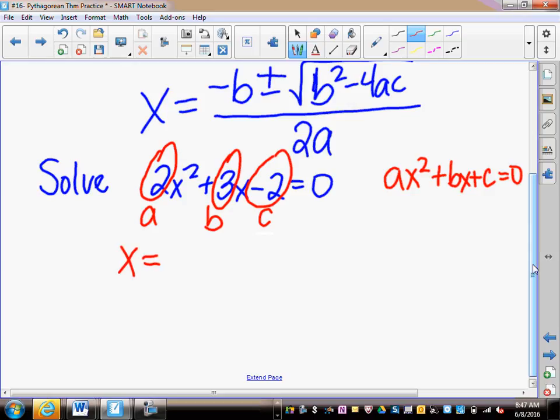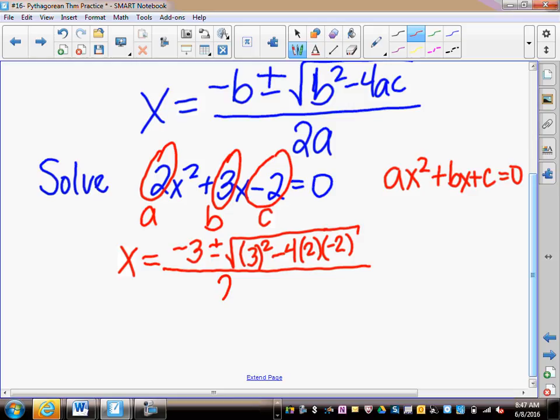X equals the opposite of b. This is positive 3, so the opposite would be negative 3. Plus or minus the square root of b squared. Make sure you put it in parentheses. So 3 squared minus 4 times a, which is 2, times c, which is negative 2. That's all under your square root. And the whole thing is over 2 times a, which is 2. So you need to simplify the whole thing.